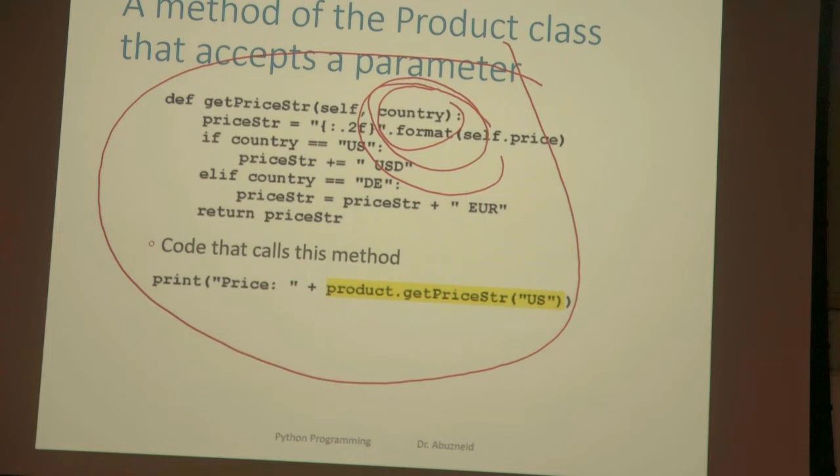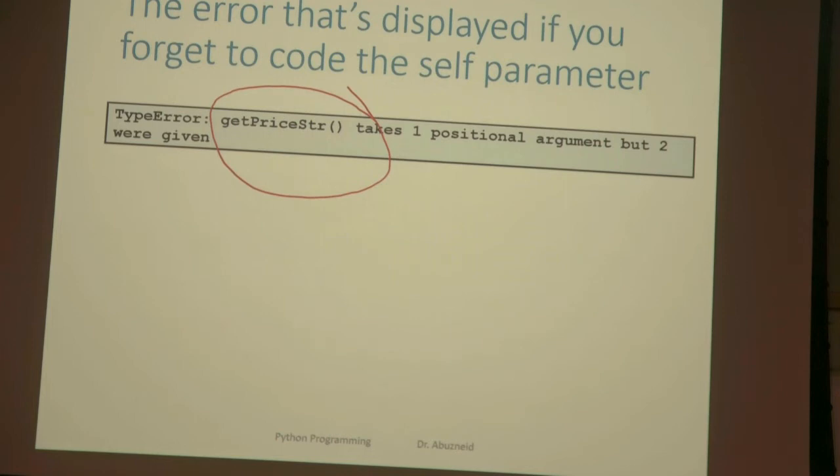Okay, if I put country equals UK, for example, and I run it in here, it will work because there's a default. If I don't put a default, then I have to pass a value. So it will give you a type error: get price string takes one positional argument, but two were given.